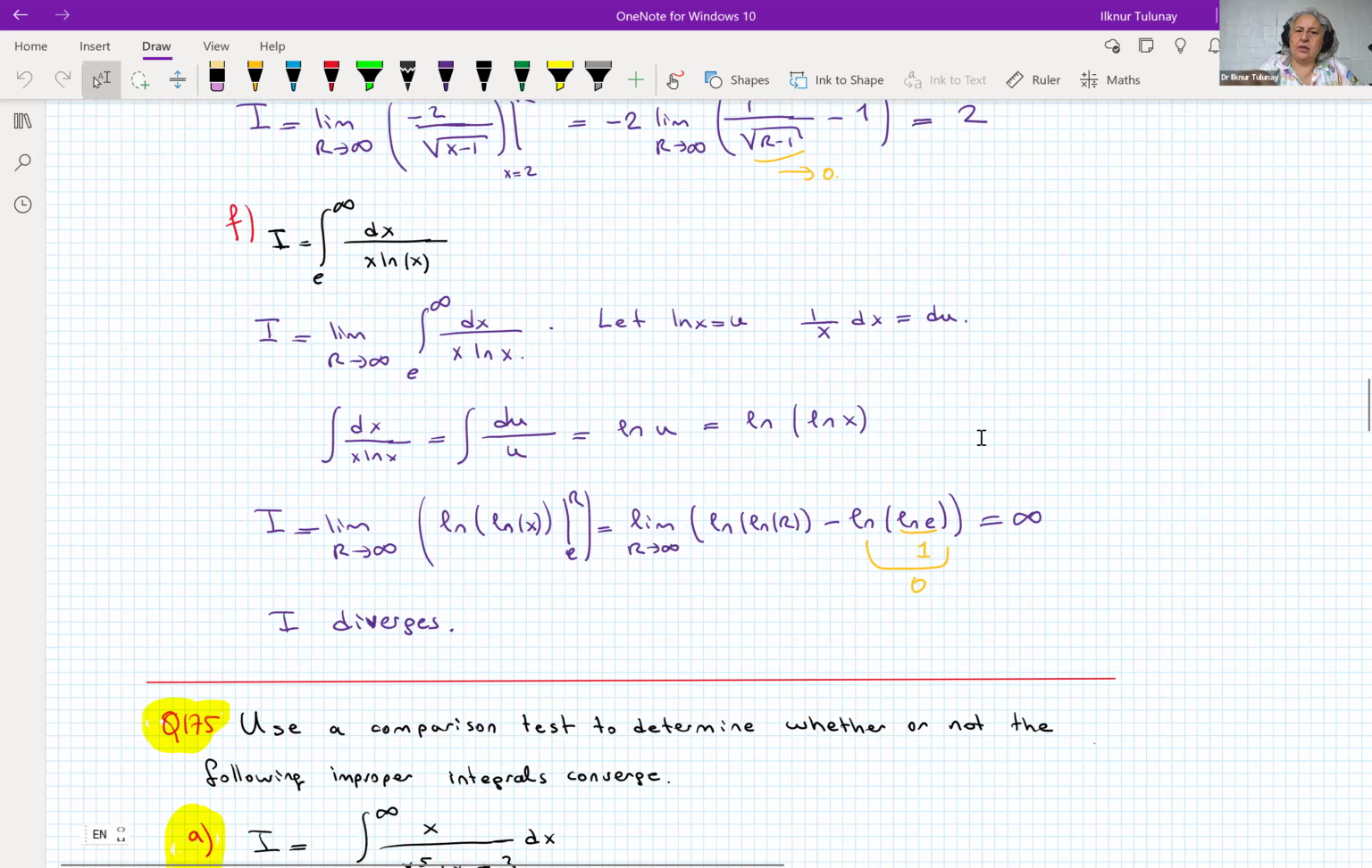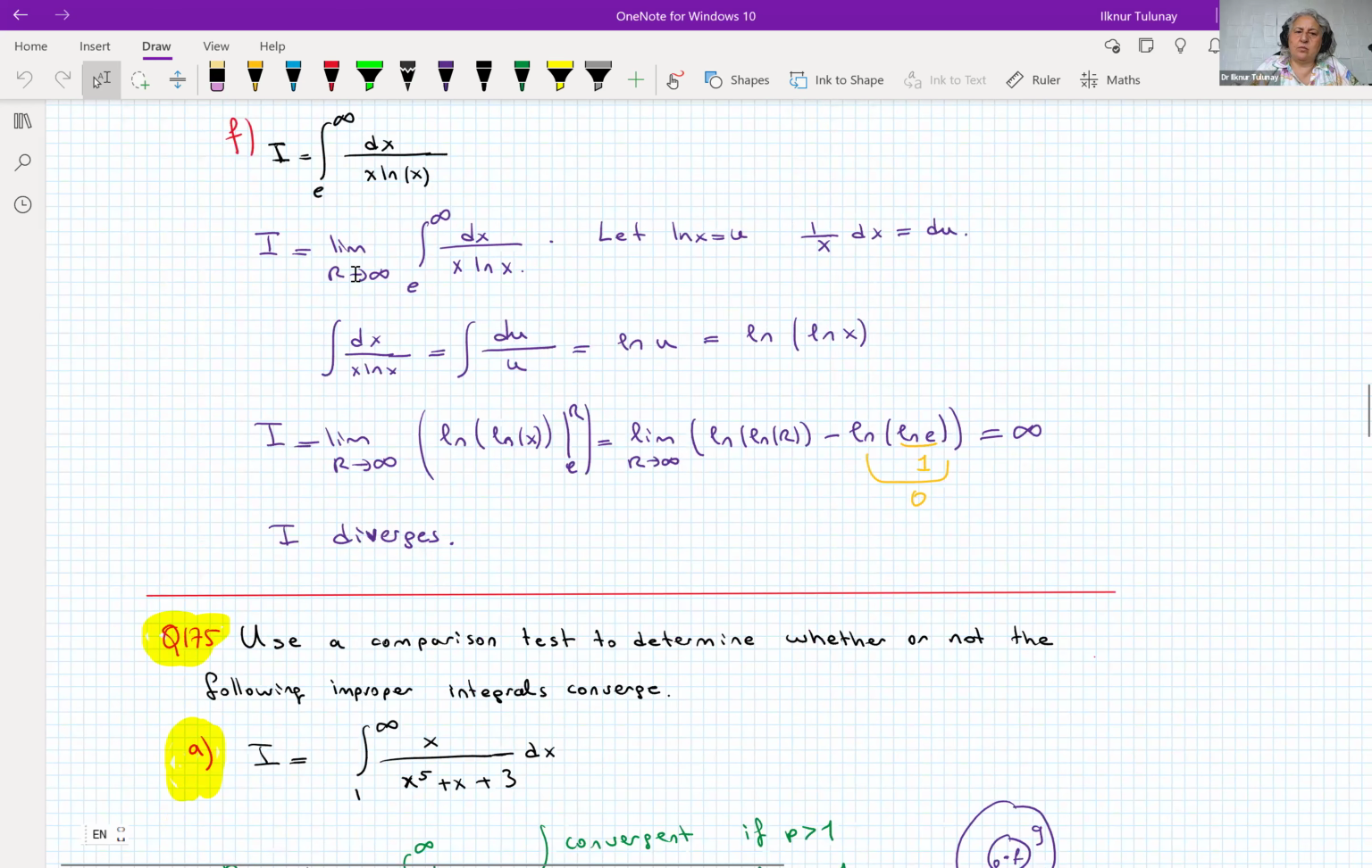And part F is the limit as r goes to infinity, of the integral up to r, starting from the value e. If we have dx over x here, and we have ln x, if we say ln x is equal to u, then when we differentiate, we will have du. So that will be just du over u. That's ln u. That's ln of ln x is the result for this integration. Straightforward.